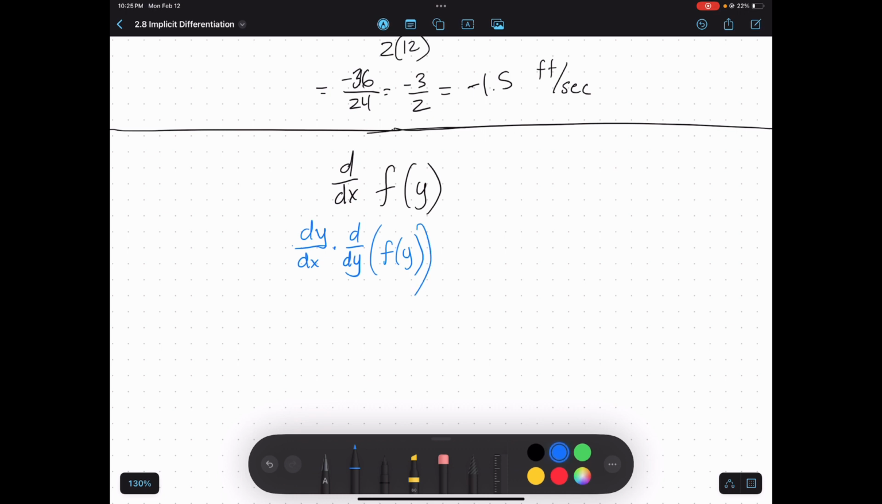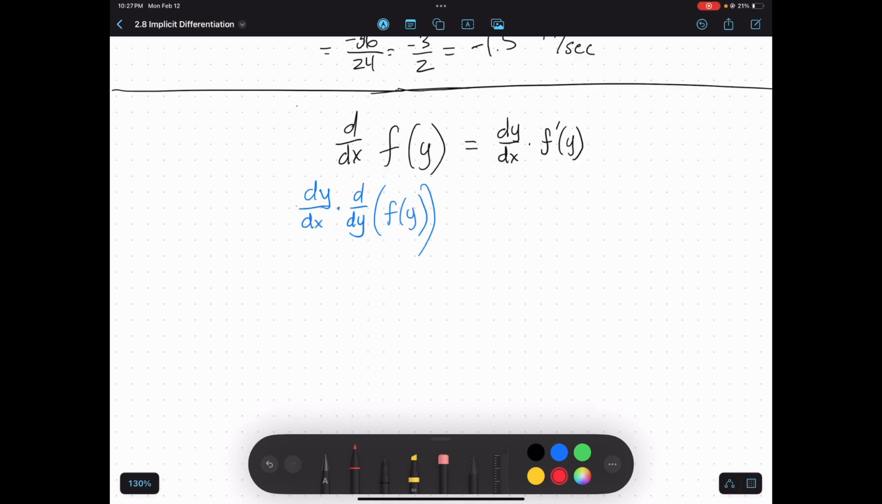Okay, so what does that give me? That simply gives me dy over dx times f prime of y. In other words, if you're ever in this situation where you're taking the derivative of a function that's in terms of y, but you need to do it in terms of x, you just take the derivative of that y function like normal, as if you were taking the derivative in terms of y, but when you're done, multiply it all by dy over dx. And that really is implicit differentiation in a nutshell.